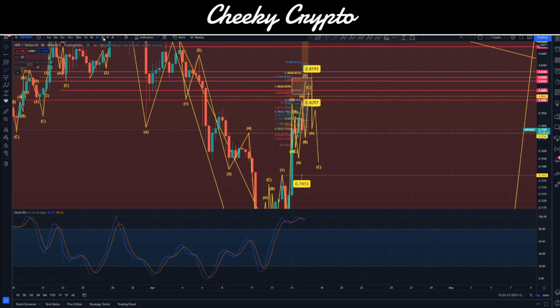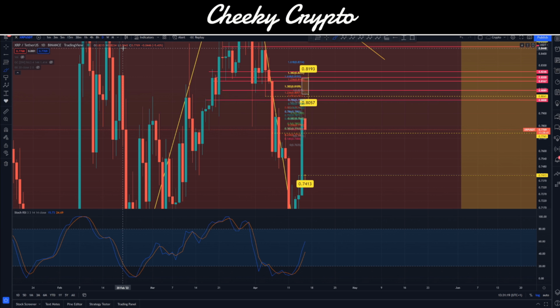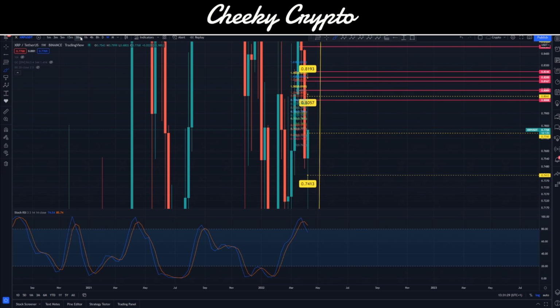The 8-hour is also overbought, and the daily is actually looking for progression to the upside. So again, interesting kind of moves. We should be expecting some kind of short-term move up and then some kind of medium-term move down. And the weekly obviously needs to see a correction anyway.